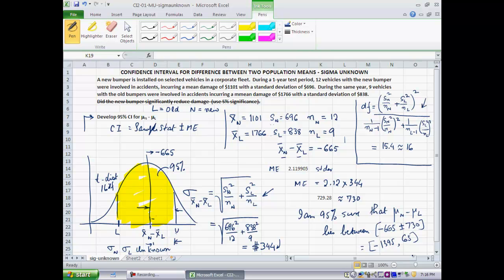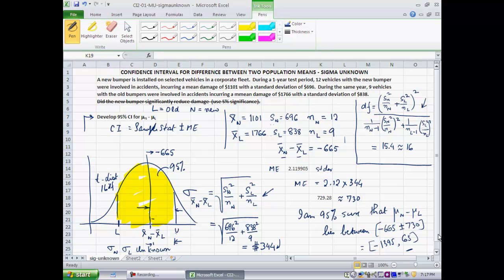Interestingly, notice that this range includes the value 0. Okay, so at the 95% confidence, you can see that the interval includes 0. So if you had a hypothesis test which said that is there any significant difference between the accident damage for the new and old bumpers, then you would have to conclude that there is no significant difference. But the hypothesis test that we had done was somewhat different. The alternate hypothesis was different if you go back and look at that video.